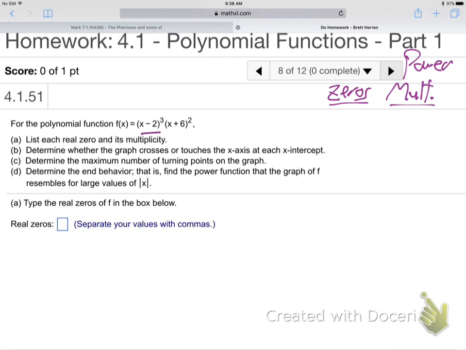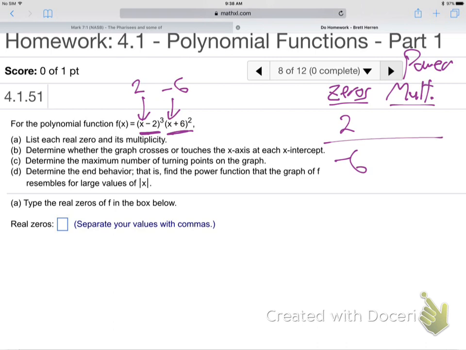So, just looking at this term, what could you plug in for x right there? Can you all see that okay? That would make that term 0. Well, 2, right? And what about this one? What could you plug in right there that will make that term 0? Negative 6, right? That's easy enough, right?